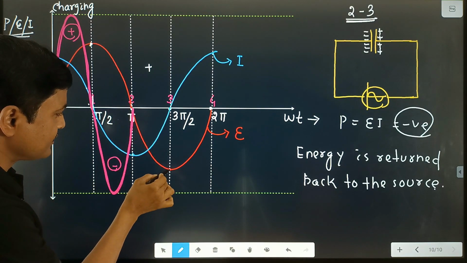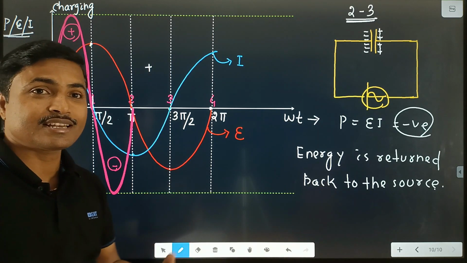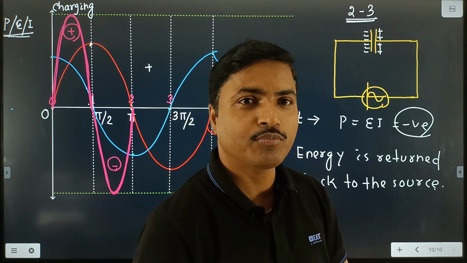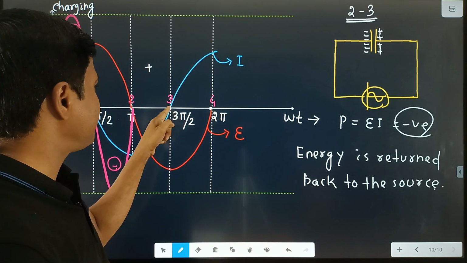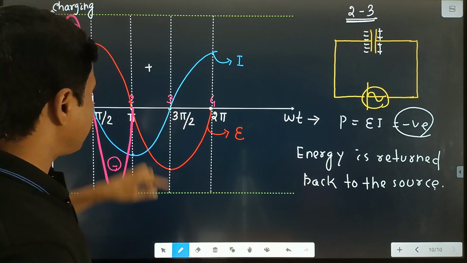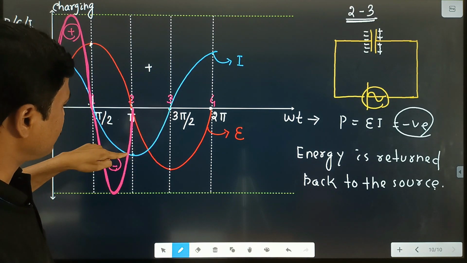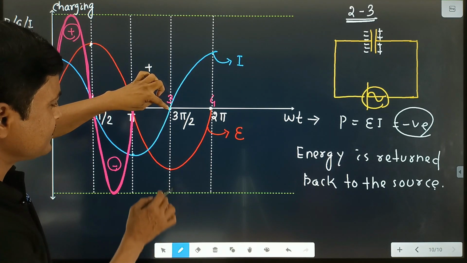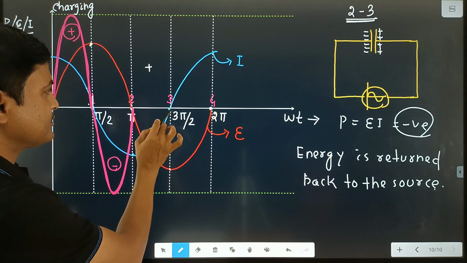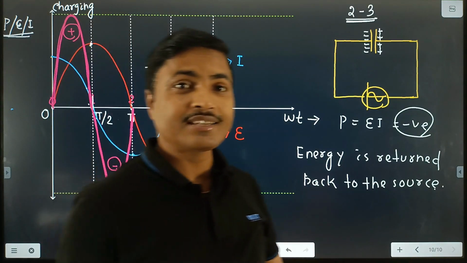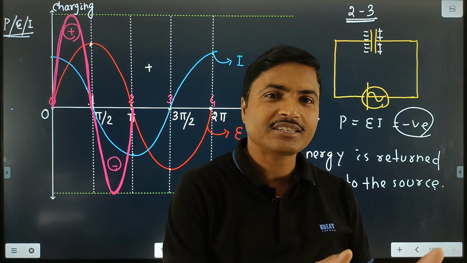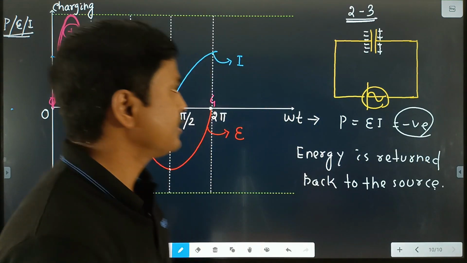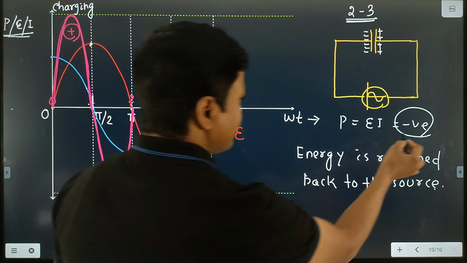At this point the magnitude of the voltage is maximum, so once again the capacitor is fully charged at point 3 pi by 2. Clear? And at point 3 pi by 2, look at the graph. This is the graph for current. Current is 0. That means if the capacitor is fully charged, current is 0. That means once again the capacitor blocks alternating current for a very small time.